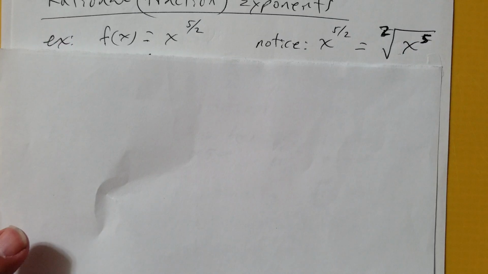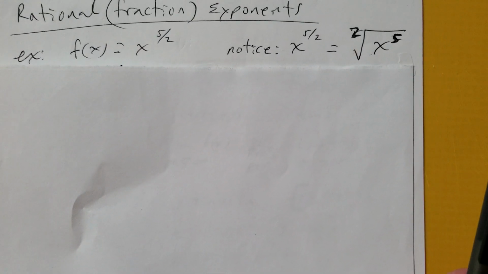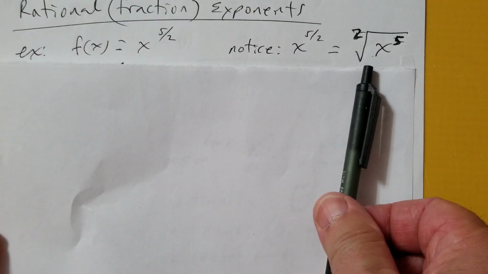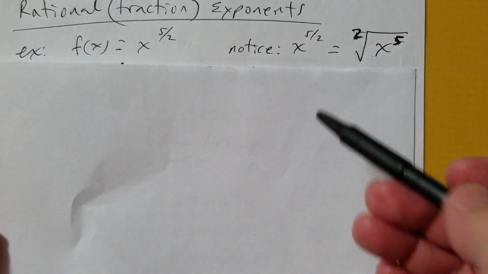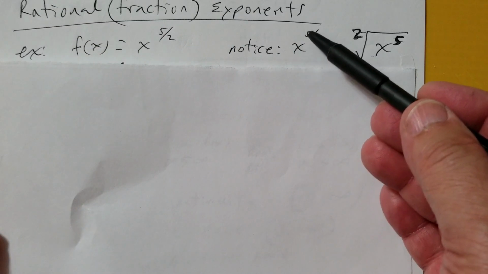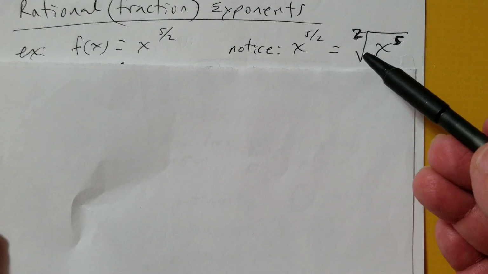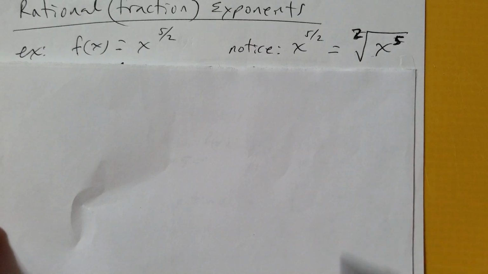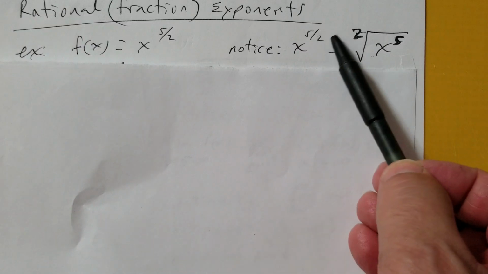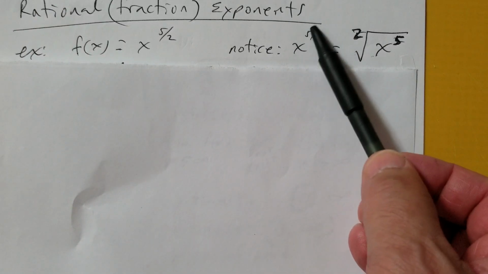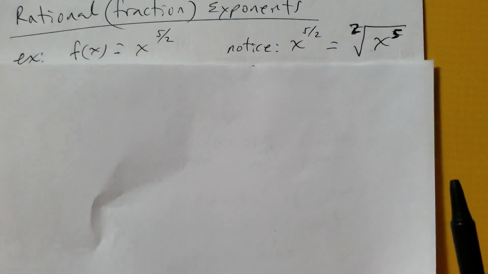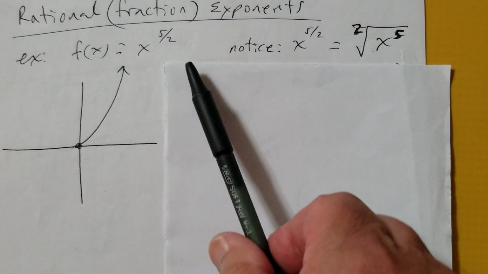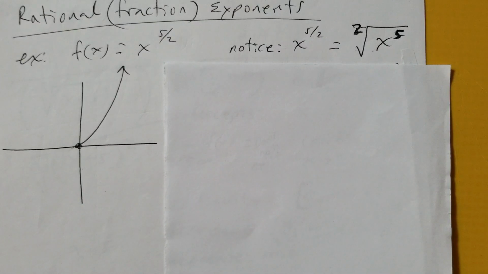Well, what you can do is change your rational power into a radical form. So x to the power of 5 over 2 is the same as square root of x to the 5th. Okay? The bottom is the radical part. The top is the power part. Okay? So if you already have a function, you can analyze it.